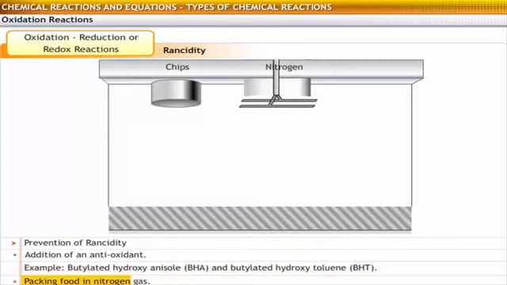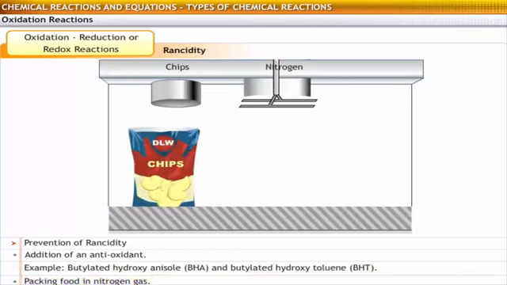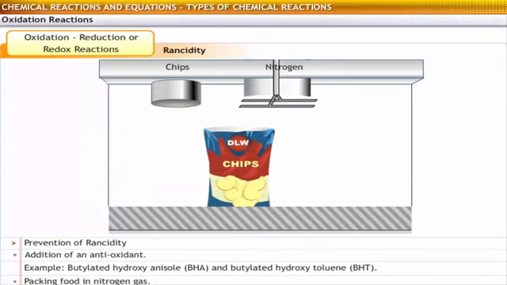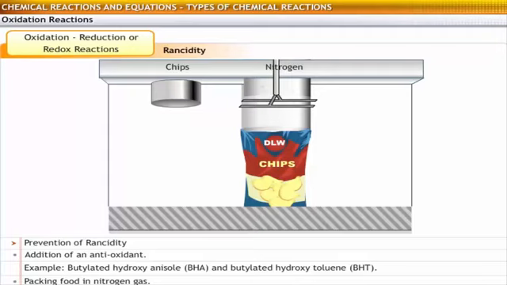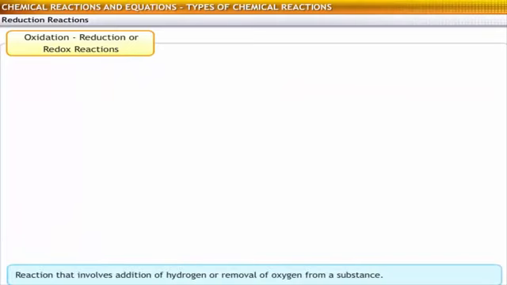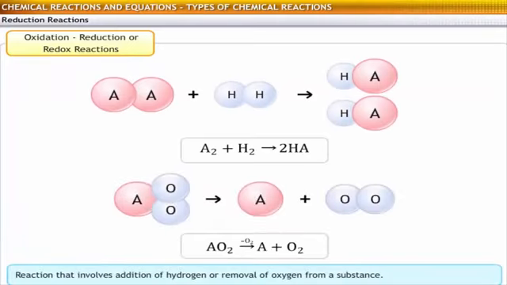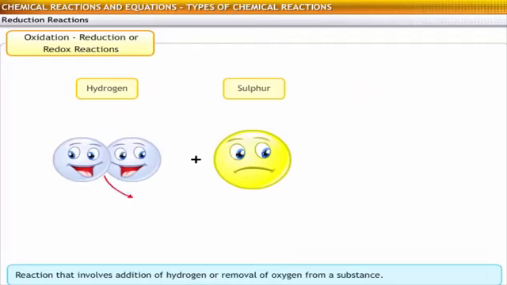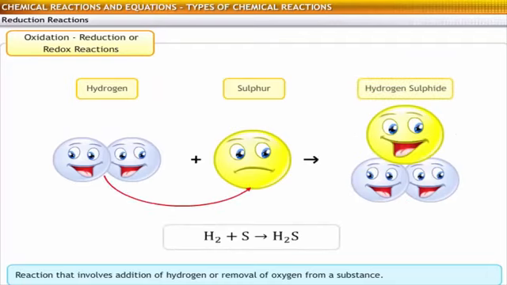The other way is by packing food in nitrogen gas, as nitrogen prevents oxidation of food. For example, rancidity in potato chips can be prevented by flushing the bags with nitrogen while packing. A reduction reaction involves addition of hydrogen or removal of oxygen from a substance. It is exactly the opposite of an oxidation reaction. For example, the formation of hydrogen sulfide involves a reduction reaction. In this reaction, when hydrogen is added to sulfur, sulfur gets reduced to hydrogen sulfide.